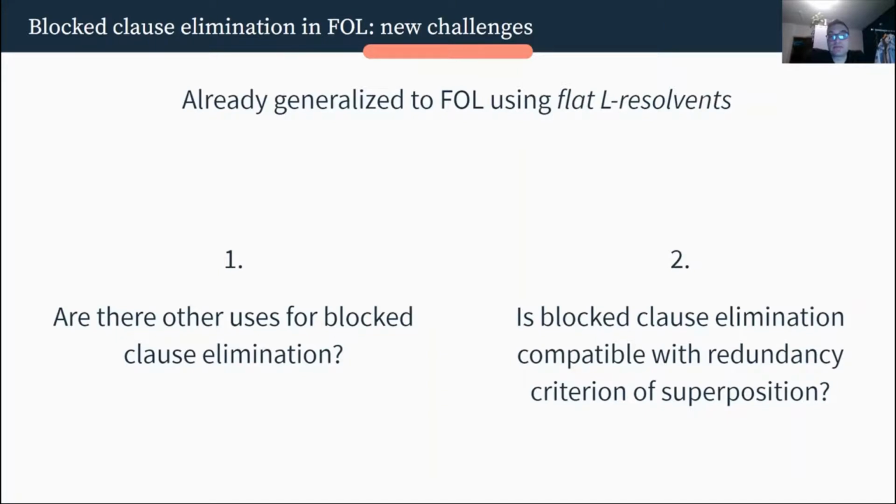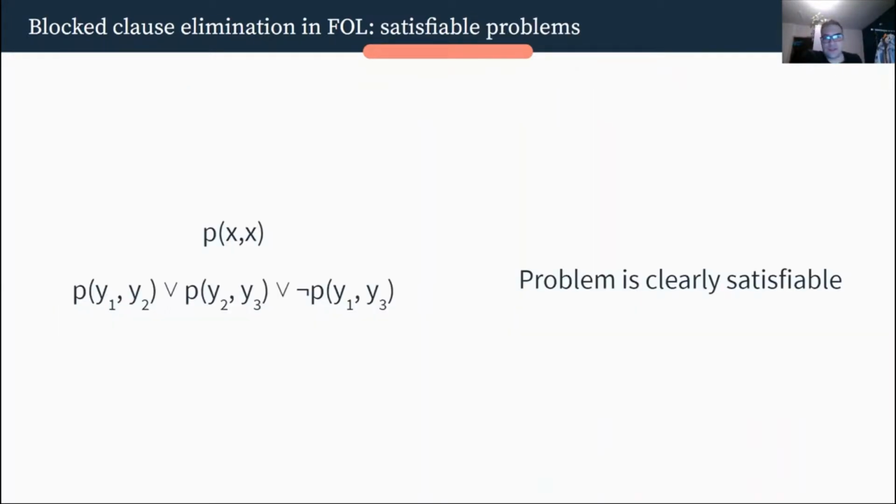Now coming back to our two challenges, we looked at whether there are any other uses for block clause elimination, since blocked clauses were originally just used as a preprocessor. Our question was, can we use block clause elimination as an in-processing rule? Can we use it together with superposition? And to answer the first question, let's look at this example.